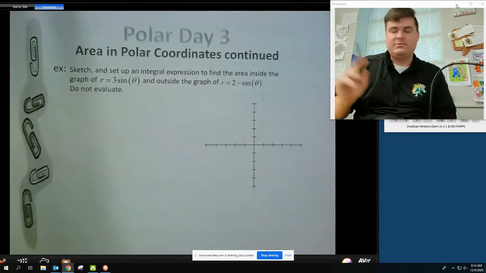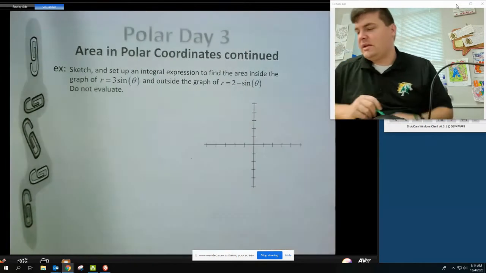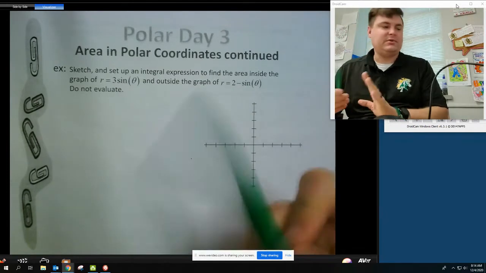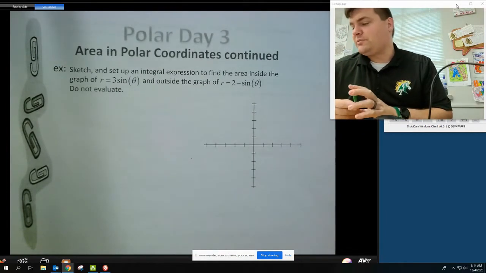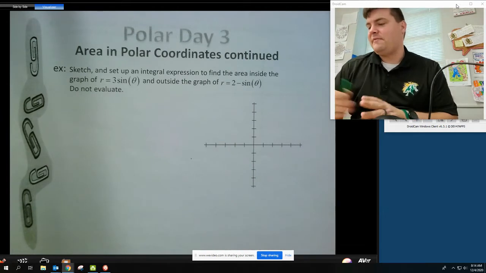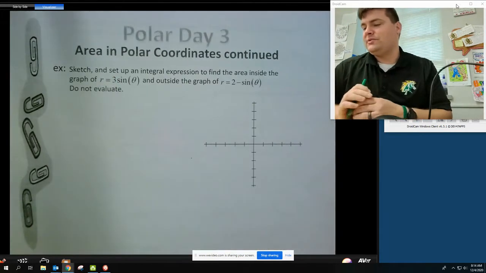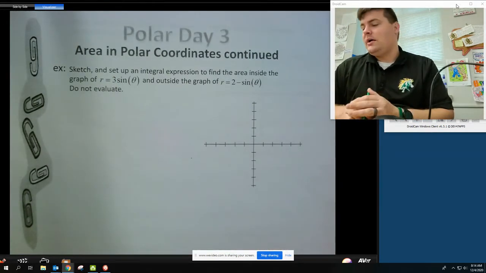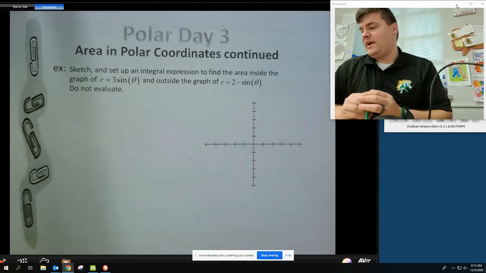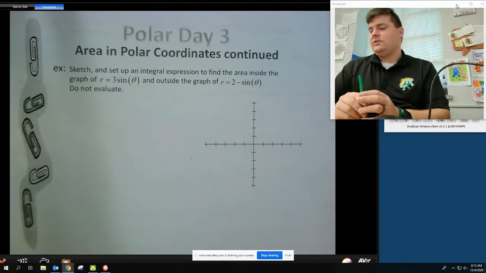So we got two problems. Sketch and set up the integral. So this is setup only, which is nice. Integral expression to find the area inside the graph. We have two of them. We have r equals 3 sine theta, which is going to be just a circle, and outside the graph of r equals 2 minus sine of theta. Do not evaluate.